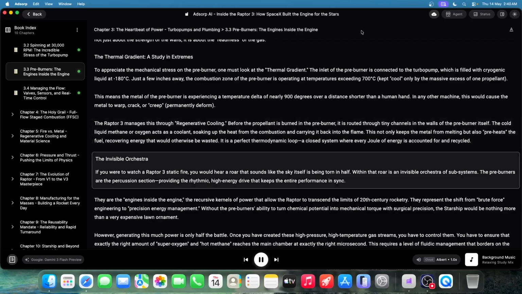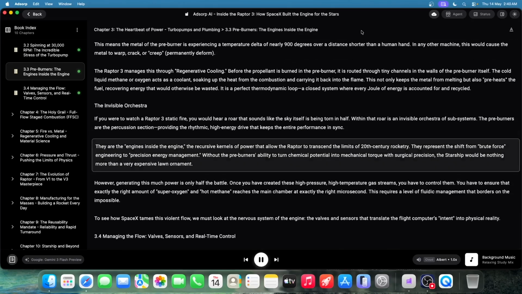And the invisible orchestra. If you were to watch a Raptor 3 static fire, you would hear a roar that sounds like the sky itself is being torn in half. Within that roar is an invisible orchestra of subsystems. The preburners are the percussion section, providing the rhythmic, high-energy drive that keeps the entire performance in sync. And they are the engines inside the engine, the recursive kernels of power that allow the Raptor to transcend the limits of 20th century rocketry. They represent the shift from brute force engineering to precision energy management. Without the preburner's ability to turn chemical potential into mechanical torque with surgical precision, the Starship would be nothing more than a very expensive lawn ornament.